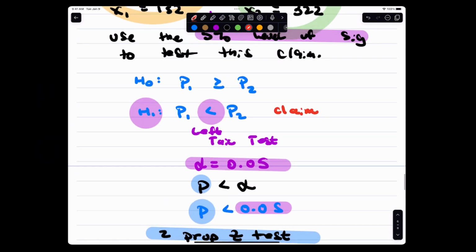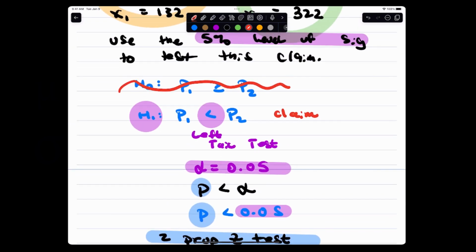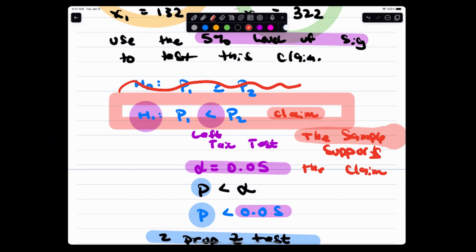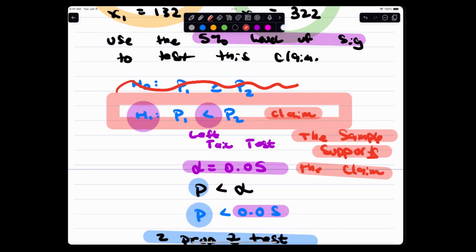Null has to go. So go to the null and you say goodbye, null. If you just told the null goodbye, what did you just do? You accepted the alternate, and the alternate happens to be your claim. So what do we say? The sample supports the claim. Good job. So this is a very good example. The sample supports the claim.